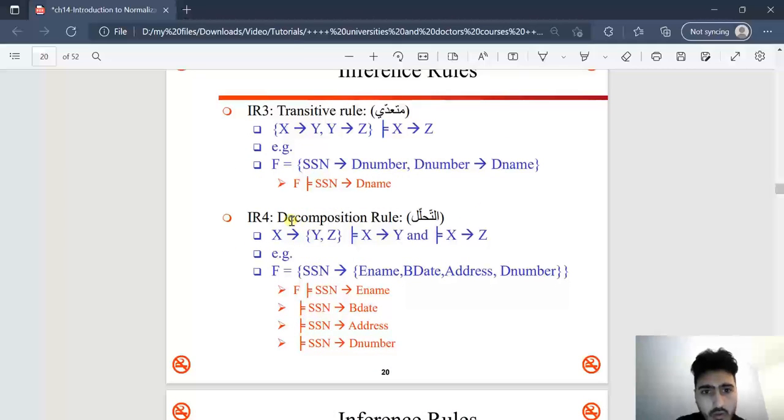The inference rule 4 is the decomposition rule, which tells us if we have X determines Y and Z, then we can decompose the right side into single attributes, which gives us X determines Y and X determines Z. For example, if we have SSN determines e-name, birth date, address, and the department number, then we can write SSN determines the e-name, and SSN determines the birth date, and SSN determines the address, and SSN determines the department number by using the decomposition rule.